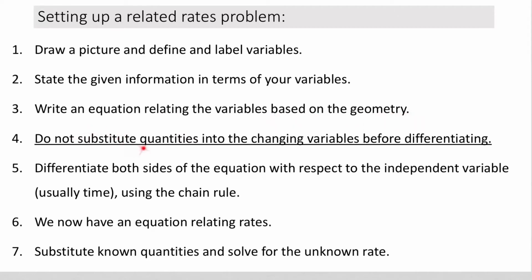We need to be sure not to substitute known quantities too early into our equations, or we may end up differentiating constants and end up with an equation that says something that isn't true. We differentiate both sides of the equation with respect to the independent variable. Usually this will be time, using the chain rule. After this, we now have an equation relating rates. At this point, we substitute our known quantities and we solve for the unknown rate, the rate that we're being asked to find in the problem.